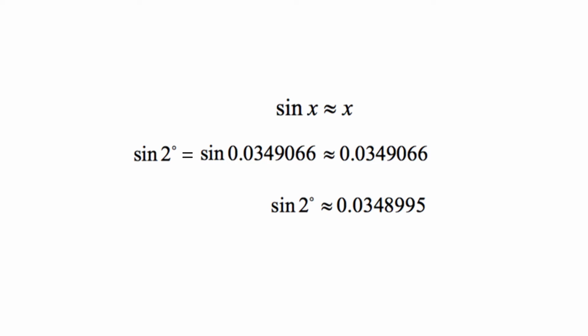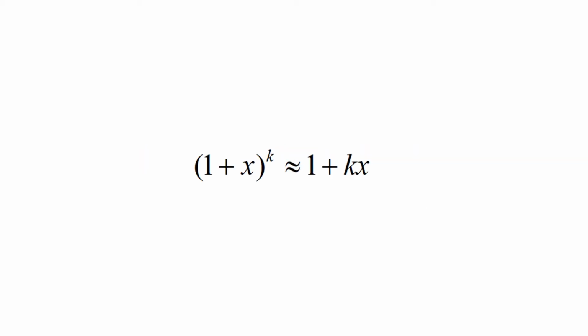Since sin x is approximately equal to x, it follows from the above that sin 2 degree is equal to sin of 0.0349066, which is approximately equal to 0.0349066. The approximation obtained using a calculator is sin 2 degree is approximately equal to 0.0348995. We now show that when x is very near to 0 and k is any real number, then 1 plus x to the power k is approximately equal to 1 plus kx.